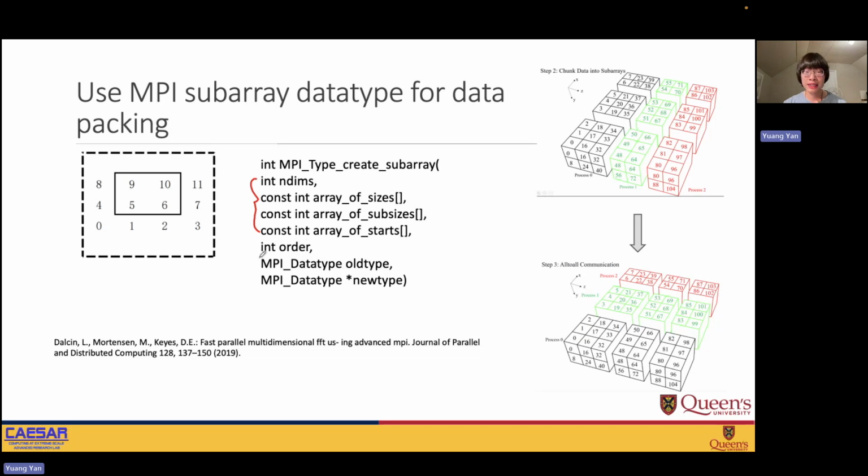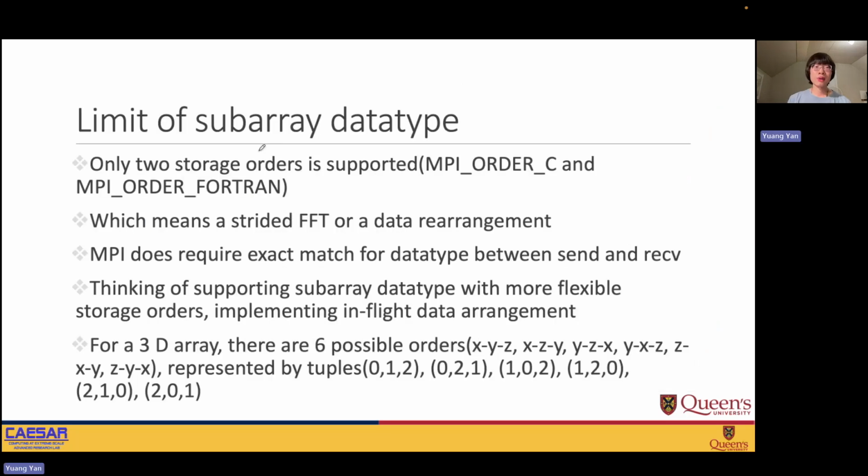And we are going to extend the definition, because for an array whose dimension is greater than 2, there can actually be other storage orders, although they are not conventional, like column major or row major. So here we are going to introduce some limits of the subarray data type.